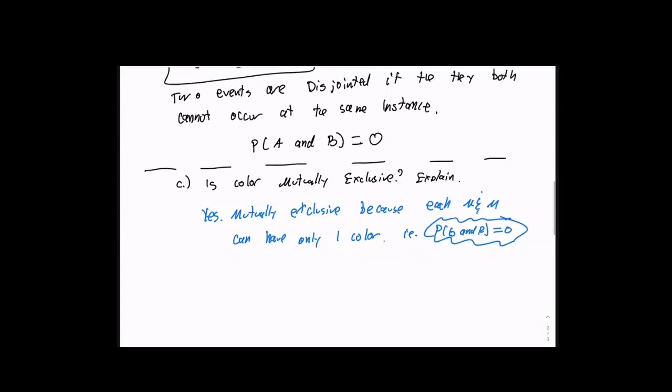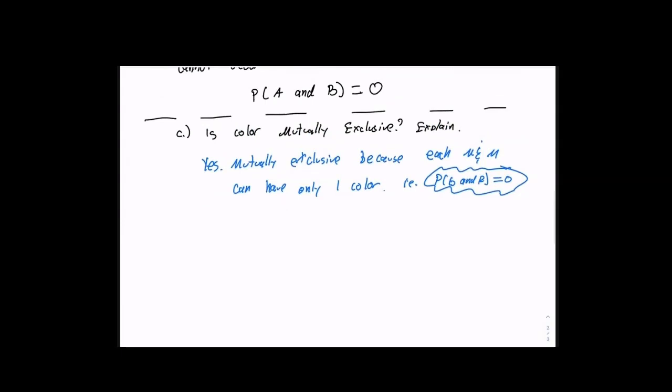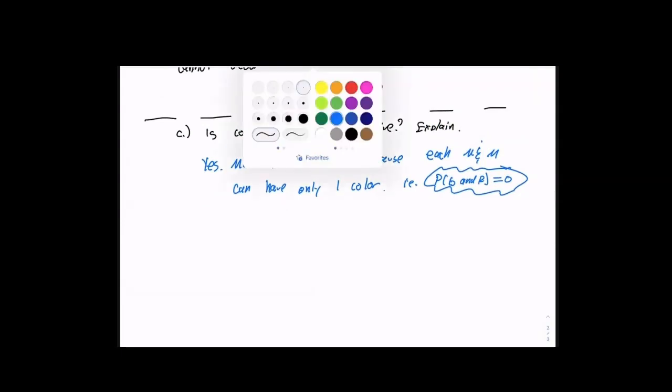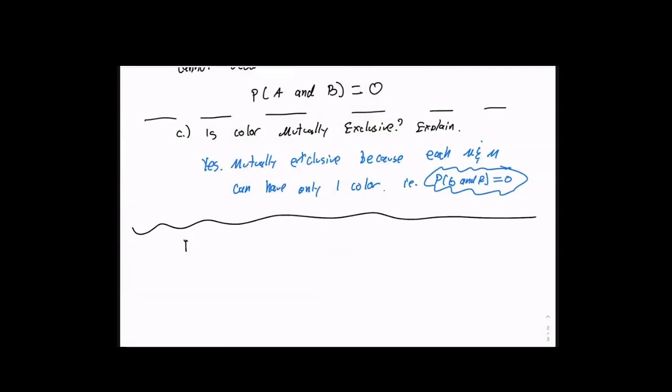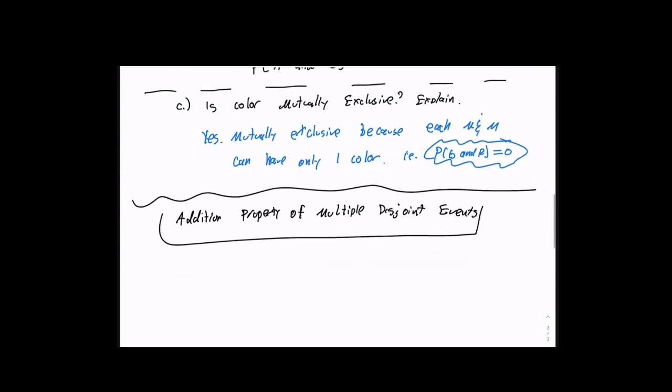One moment real quick. So the addition property of multiple disjoint events. And I know it seems hard to be able to track all these and the different ones.